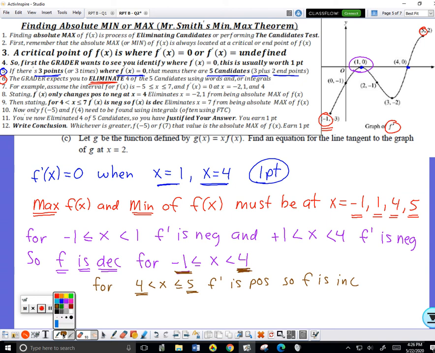So I write that down. Therefore, absolute min of f is at x equal 4. Copy this over.